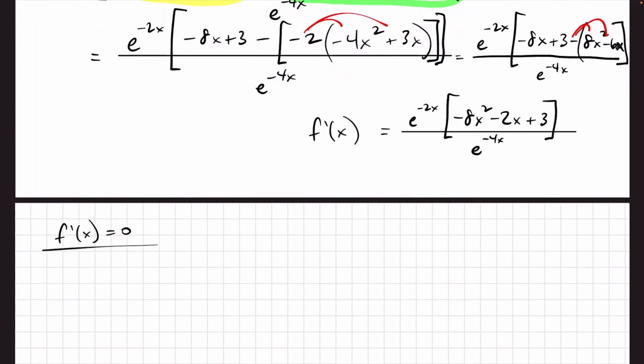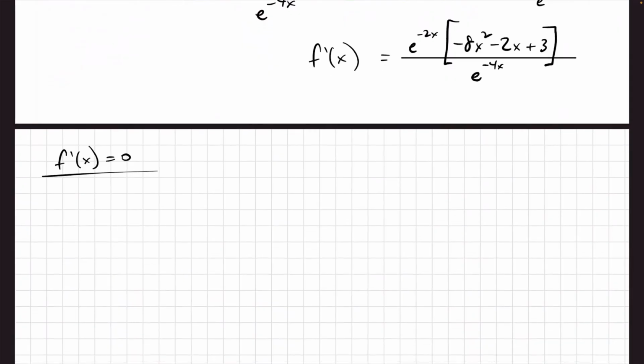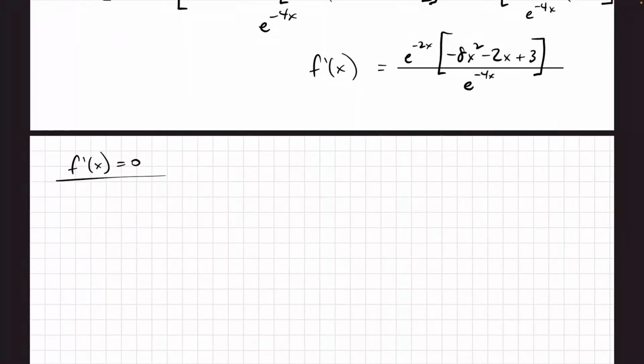Where does this equal 0? So we have the top. This is actually not as bad as it looks because once we actually start doing this part.